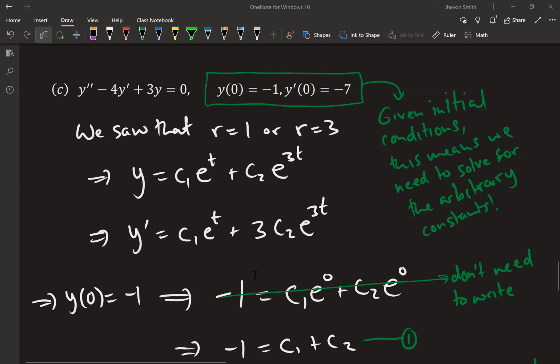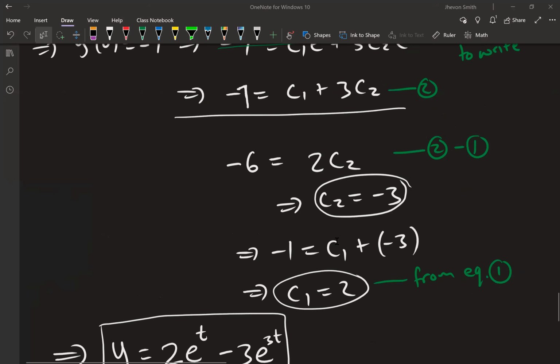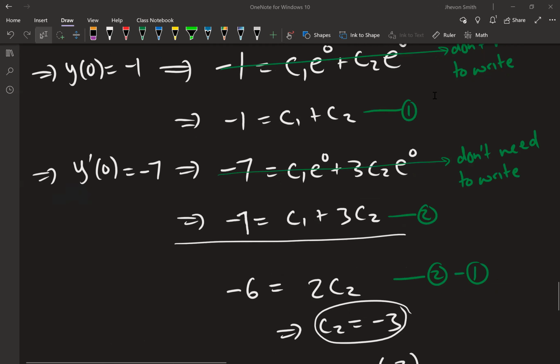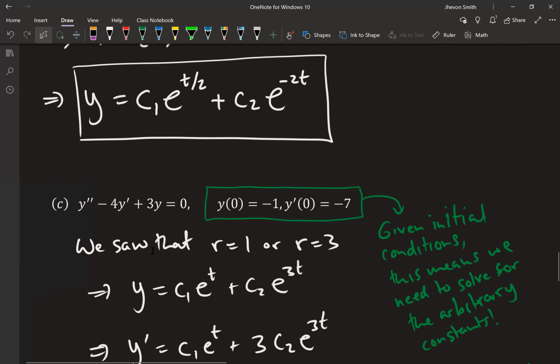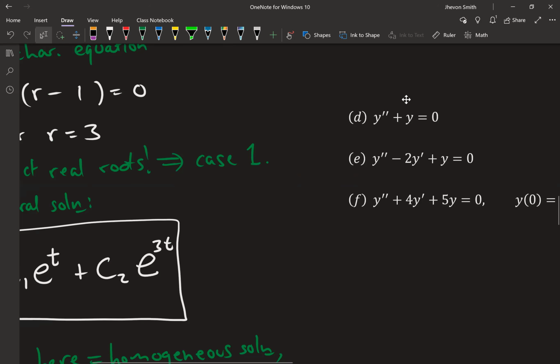to identify the specific function that's going to work in general. Okay, but this concept of finding the arbitrary constant isn't new. We've seen that before. So let's just move on. All right, let's do these guys.